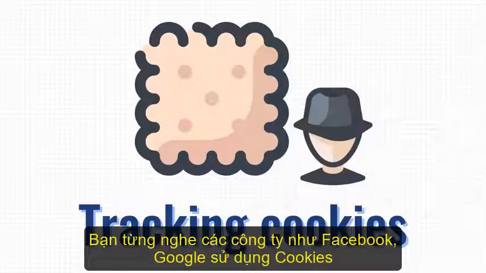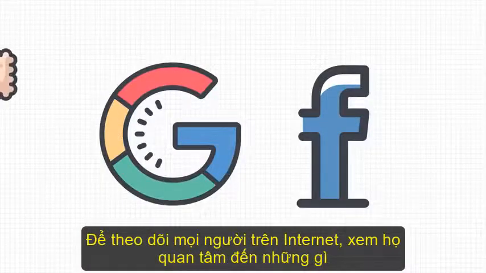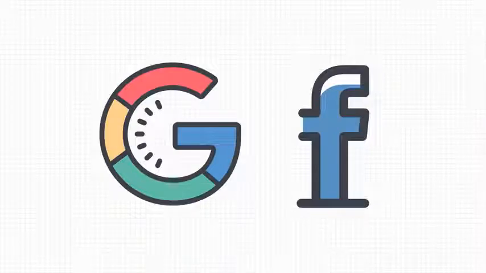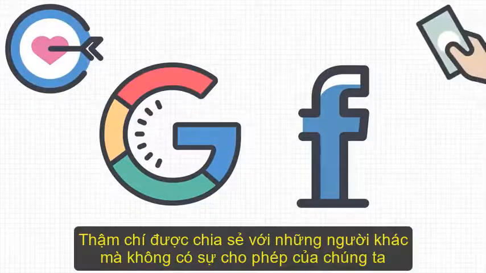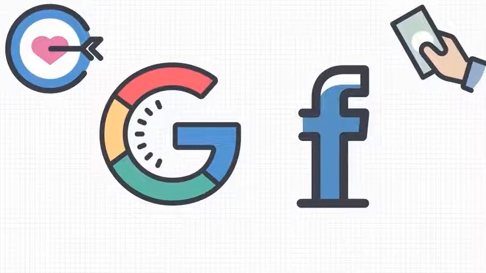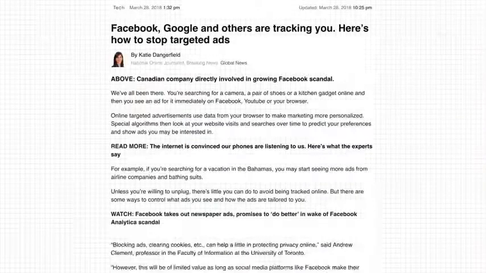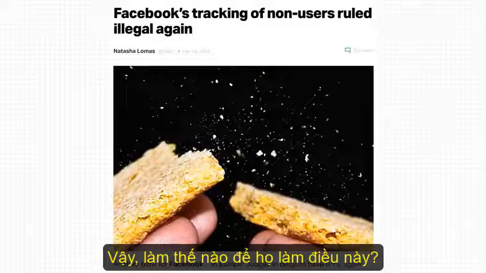So we've all heard how companies like Facebook and Google can use cookies to follow us around the internet and keep track of what we're interested in. They do this to sell targeted ads or in some cases even share that data with others without our permission. In recent months, there has been a lot of fuss around the fact that Facebook tracks its users across the internet. So how do they do this?